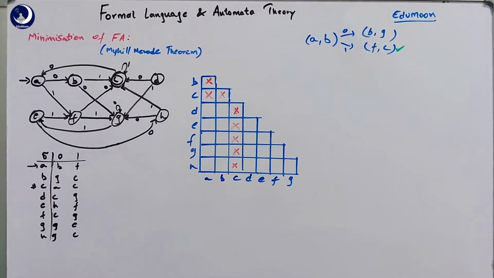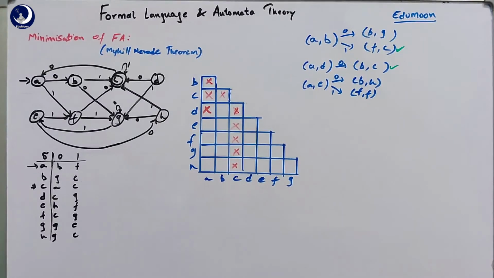Next we check the combination called AD. So AD on 0 gives a combination of BC. So since BC is marked, we need not check the combination on 1, I mean AD on 1. So directly, since BC is marked, we can mark AD also. Then we go with the next combination, AE. So AE on 0 gives a combination of BH, and AE on 1 gives a combination of FF. FF is not existing in the table and BH is not marked yet. So we don't mark AE, we leave that and we proceed to the next one, that is AF.